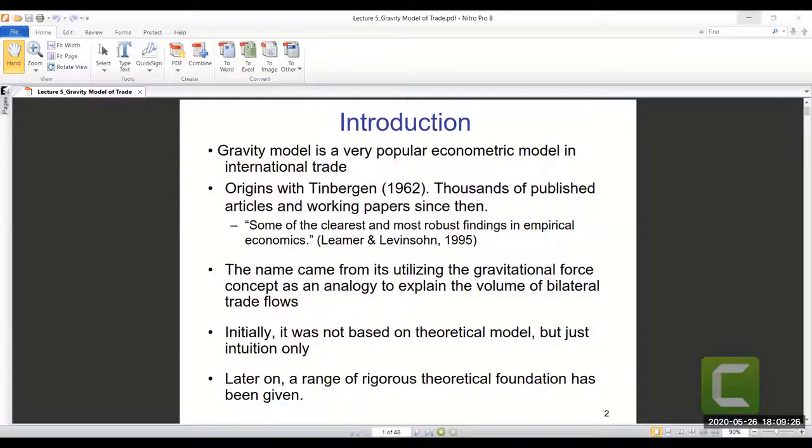Instruments of trade policy. Actually, these things are not difficult. You may know most of them.